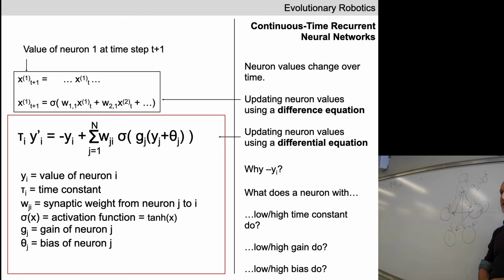One more detail. We are also going to define one more set of constants, theta sub j. So again, there's a single subscript reminding us that for each of the uppercase N neurons in the CTRNN, each neuron has its own theta. Theta is the bias of the neuron. What does a neuron with a theta of 1 do in general? What is the effect?